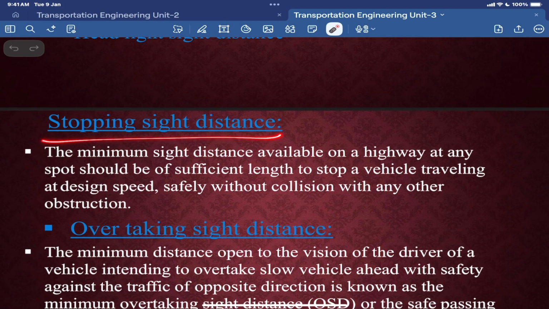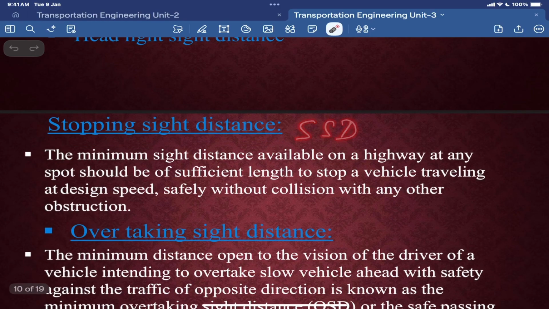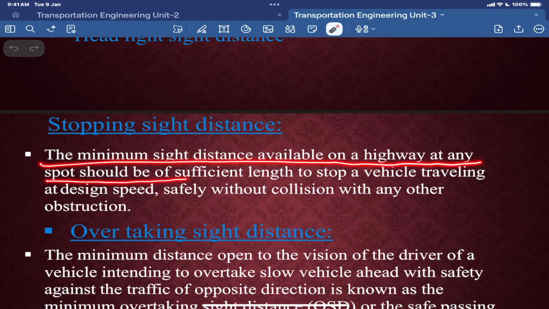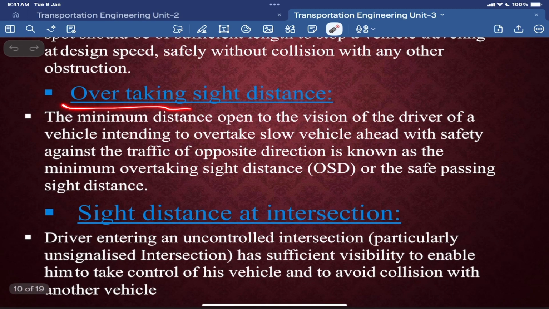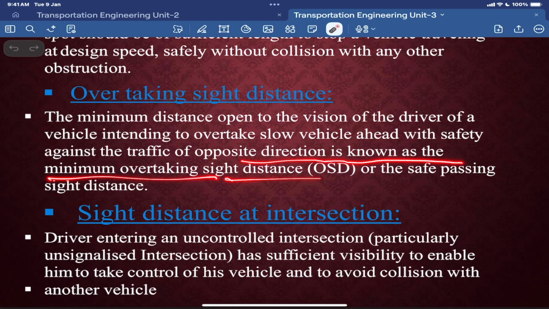Stopping sight distance, SSD, means the minimum sight distance available on a highway at any spot should be of sufficient length to stop a vehicle traveling at design speed safely without collision with any other obstruction. Overtaking sight distance is the minimum distance open to the vision of the driver of a vehicle intending to overtake slow vehicles ahead with safety against the traffic of opposite direction. It is known as the minimum overtaking sight distance, OSD, or the safe passing sight distance.